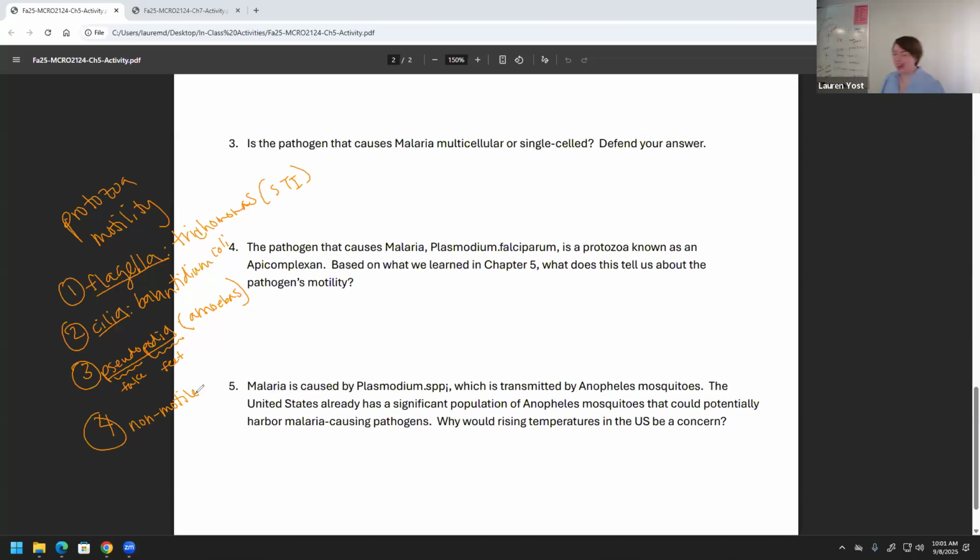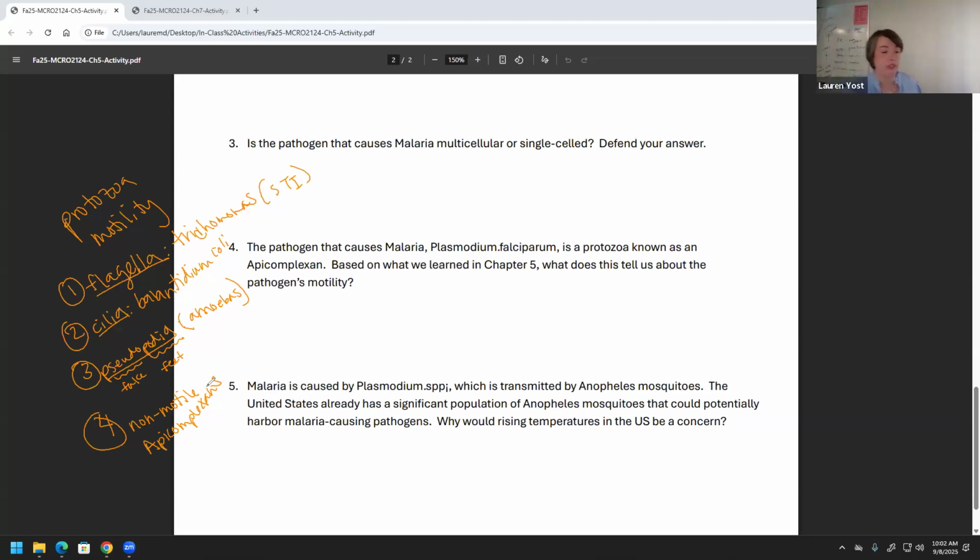These guys can kind of move, but they are not actively moving. They might be using the body's systems to move around. And this group is called the apicomplexans. This includes things like malaria, right? Or trypanosoma, stuff like that. Okay, so this one's non-motile. So that is our answer for question 4. It tells us it's non-motile because all of the apicomplexans are non-motile.